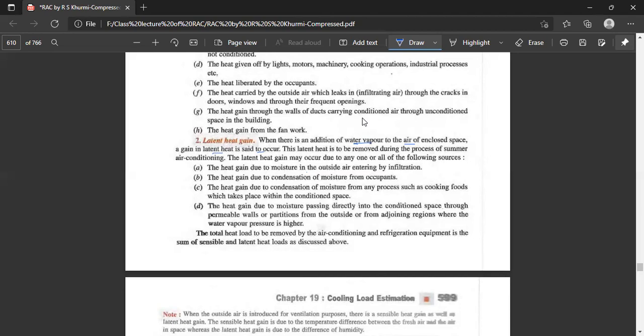The total heat load removed by the air conditioning refrigeration equipment is the sum of sensible and latent heat discussed above. So what you see is that the sensible heat gain is coming directly from the outside air, and latent heat gain is also coming from the air, because air has some moisture and some water particles which also get condensed. Like this, it is also releasing latent heat to the inside wall of the surroundings.